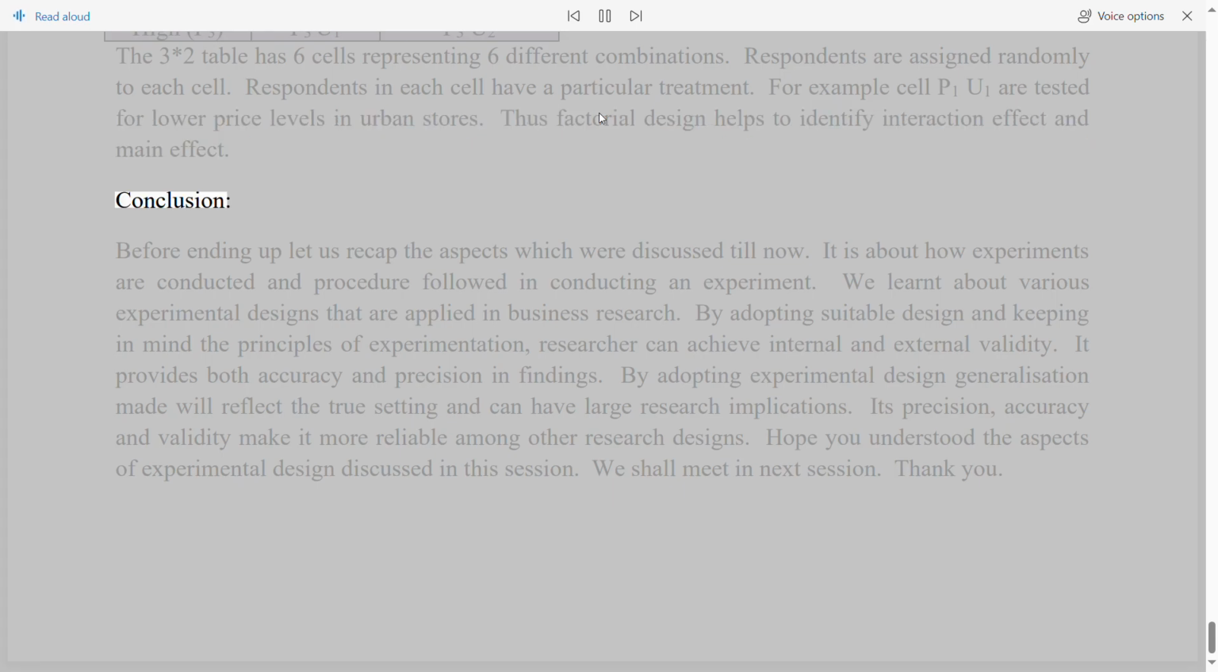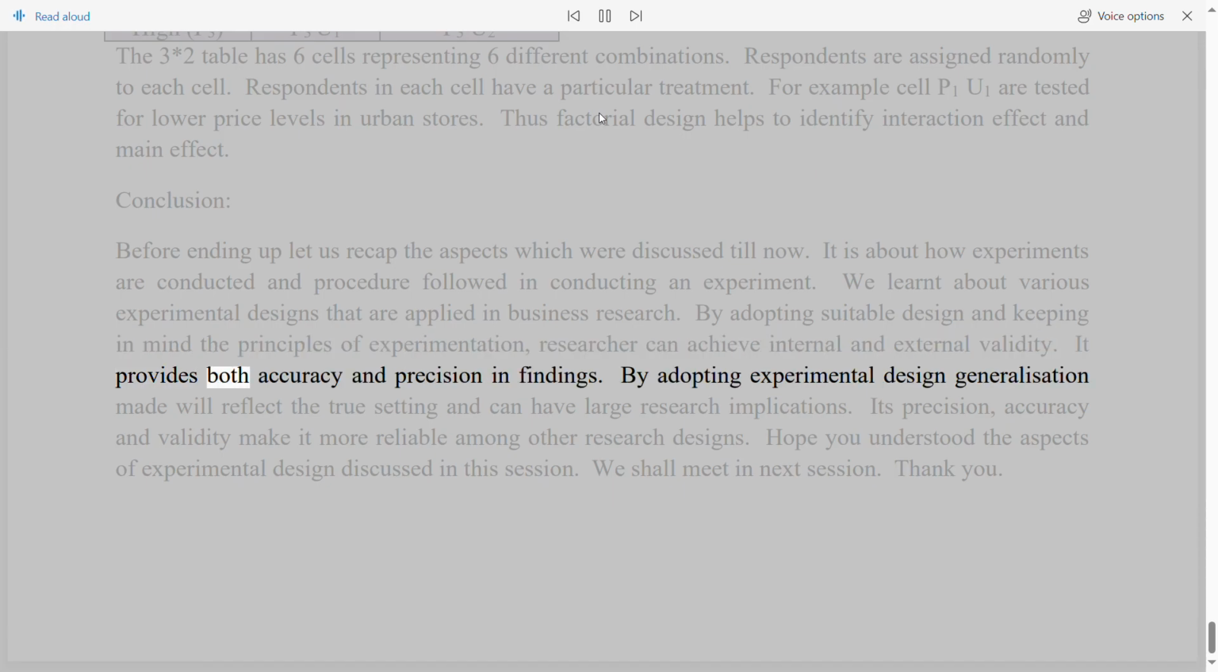Conclusion. Before ending up, let us recap the aspects which were discussed till now. It is about how experiments are conducted and procedure followed in conducting an experiment. We learnt about various experimental designs that are applied in business research. By adopting suitable design and keeping in mind the principles of experimentation, researcher can achieve internal and external validity.